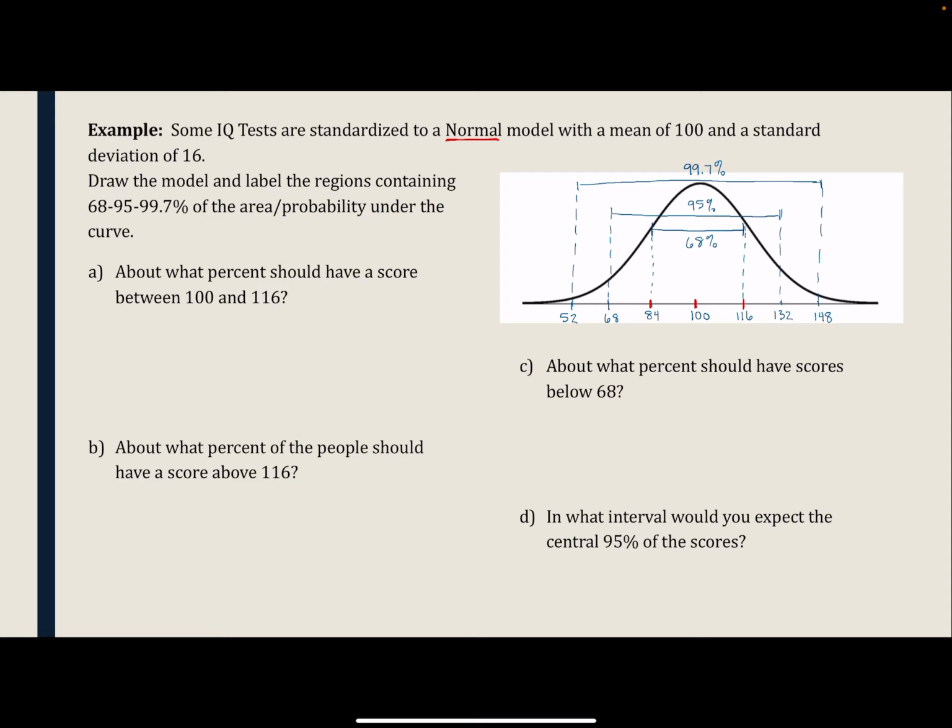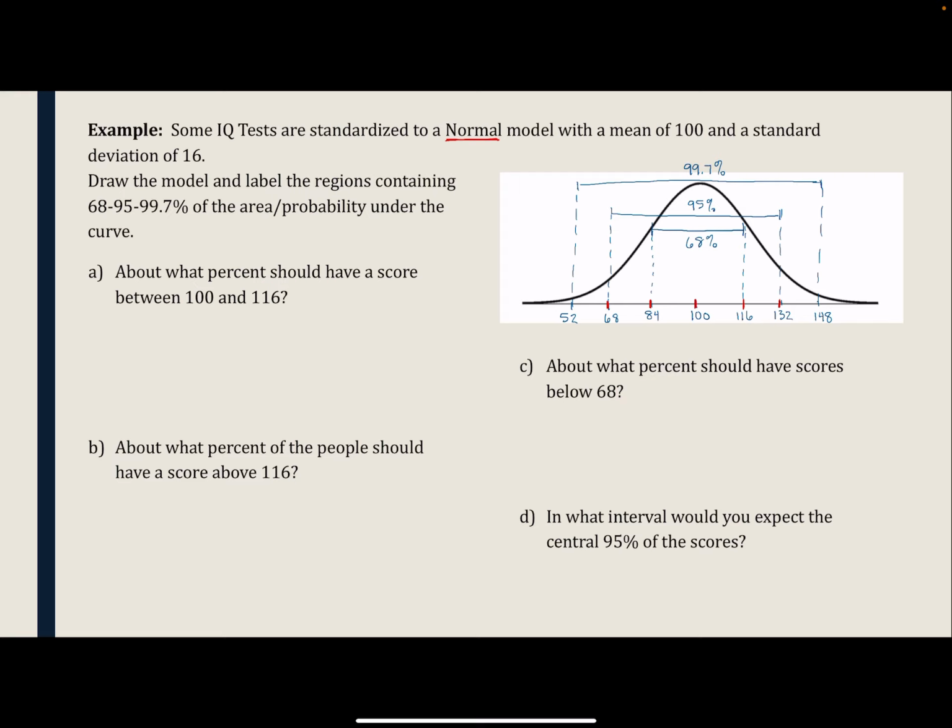If I take 100 and add 16 twice, I'll be up here to 132. And if I take 100 and subtract 16 twice, I'll get down here to 68. And I know that 95% of the data is between these two values.